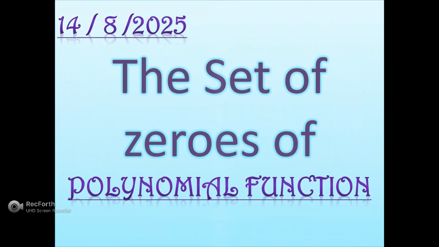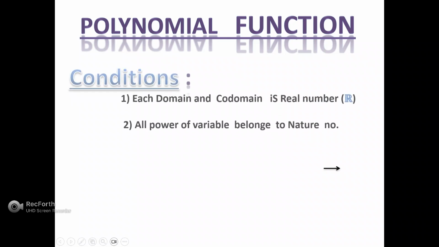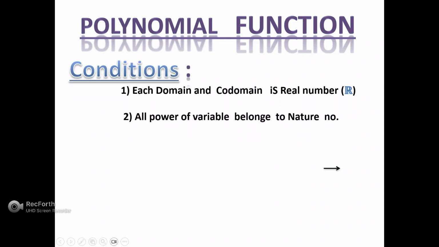Before starting this lesson, we should know the meaning of polynomial function. Any function is called polynomial if two conditions are satisfied. The first one: the domain and codomain are real numbers. The second one: all powers of the variable belong to natural numbers.